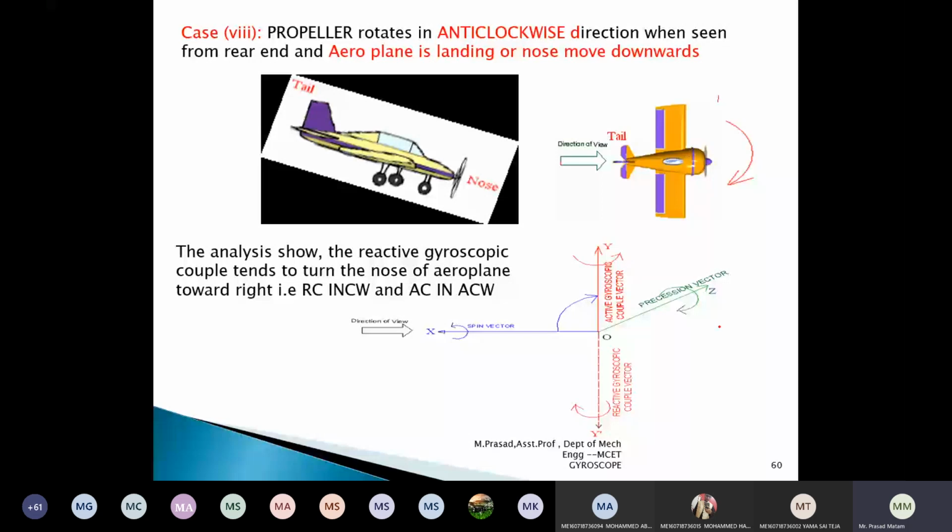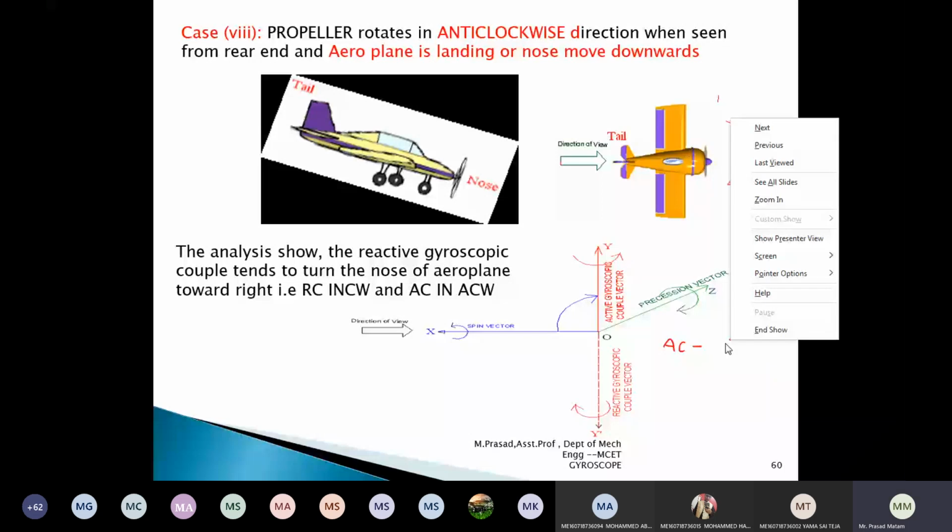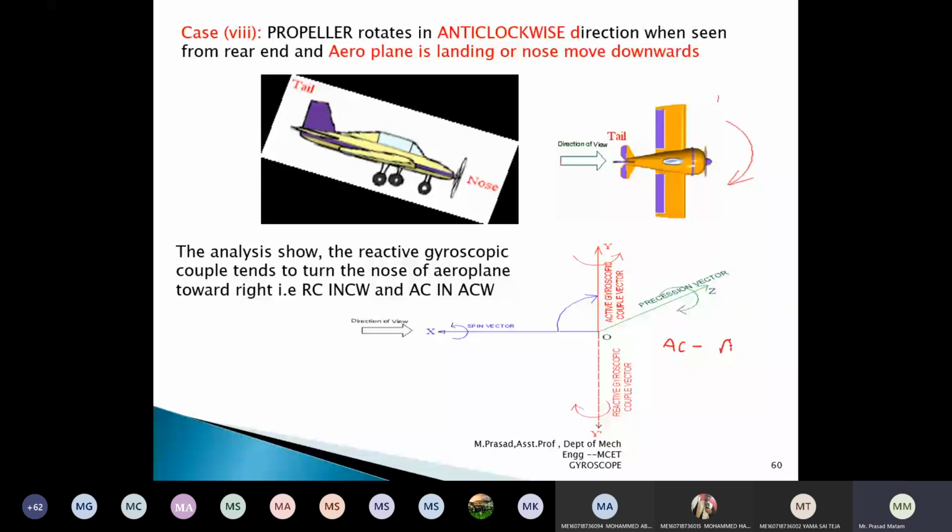Active couple is rotating in what type of motion? Anti-clockwise motion. Active couple is rotating anti-clockwise and reactive couple rotates in the clockwise motion. Same you apply here. Reactive couple is rotating clockwise, and active couple is rotating anti-clockwise. This is for the active couple and this is for the reactive couple.